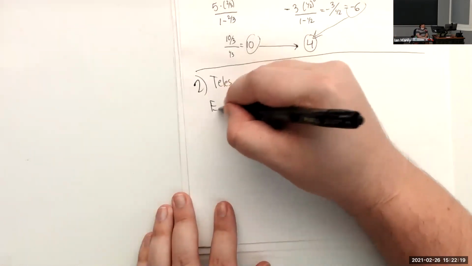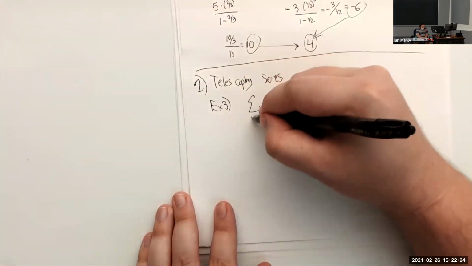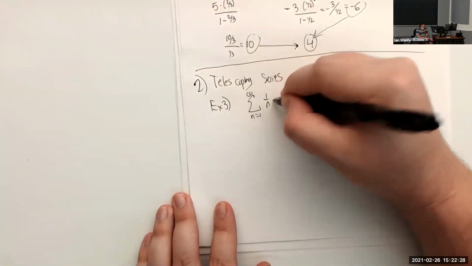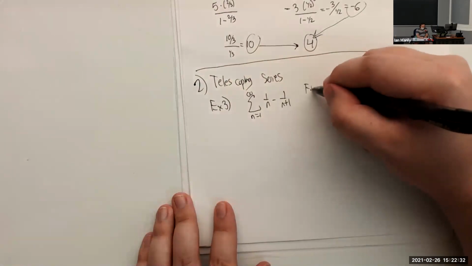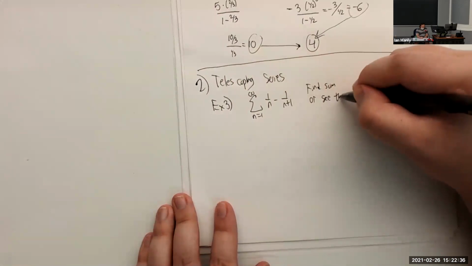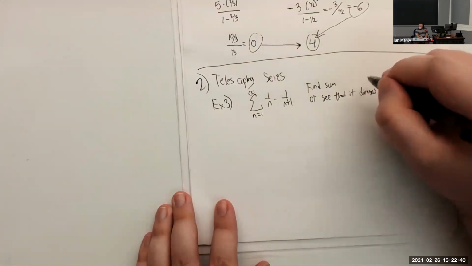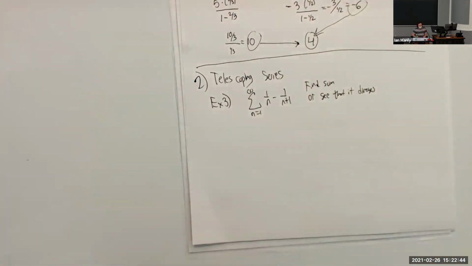So for example 3, I want to find the sum of n equals 1 to infinity of 1 over n minus 1 over n plus 1. So I want to either find the sum or see that it diverges. All right, so maybe this goes off to infinity or bounces around.